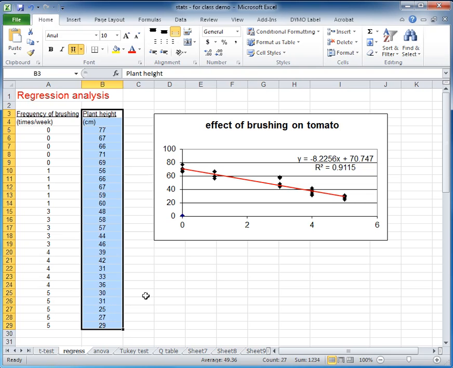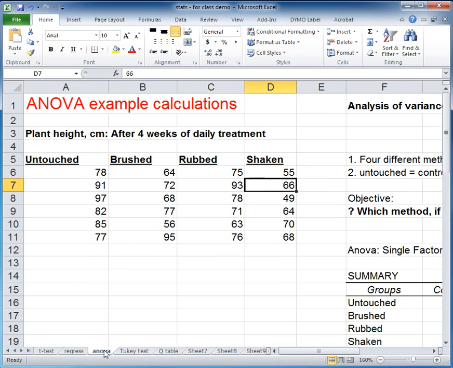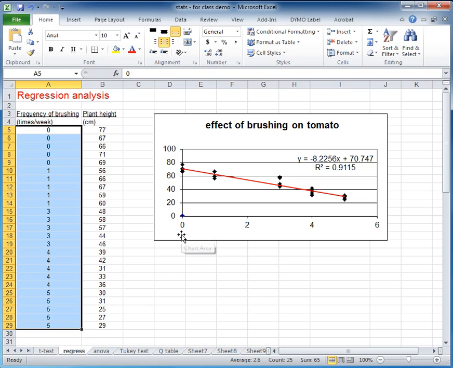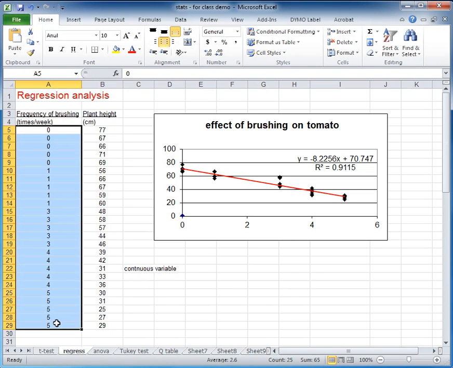So because this frequency of brushing is what we call a continuous variable, in other words, it's a numerical variable, 0, 1, 2, 3, 4, 5, and so forth, not a discrete variable where these are discretely different things, we can actually plot the variable we impose on the x-axis of a plot and then plot the response variable on the y. So whenever you can do that, you can do a regression. So we look for a continuous variable. Didn't spell continuous right, sorry. But anyway, we look for that in our x, and then we can do a regression.